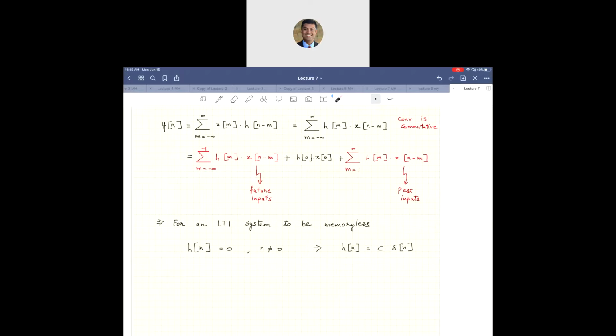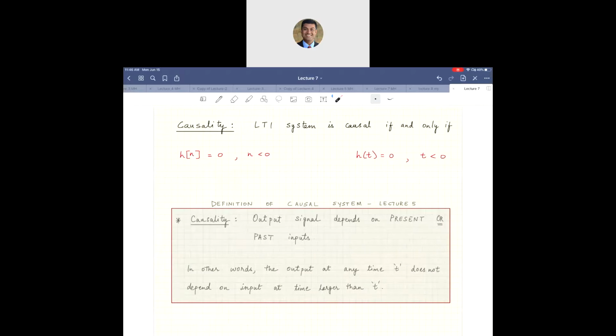Let's move forward here. On the same lines, we can talk about causality and stability as well. Notice here what we are trying to do is go away from output-input relationships to commenting about the impulse responses for those systems.